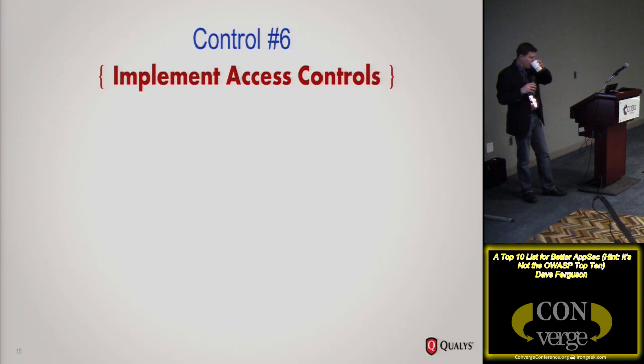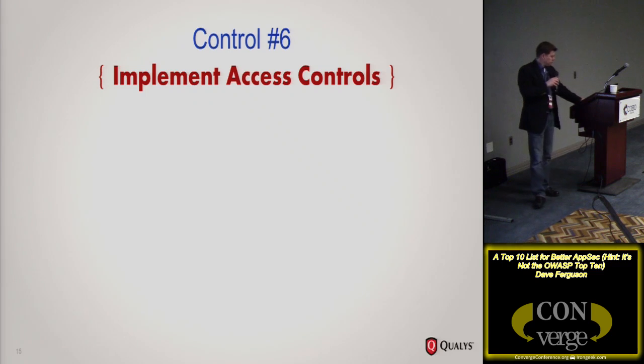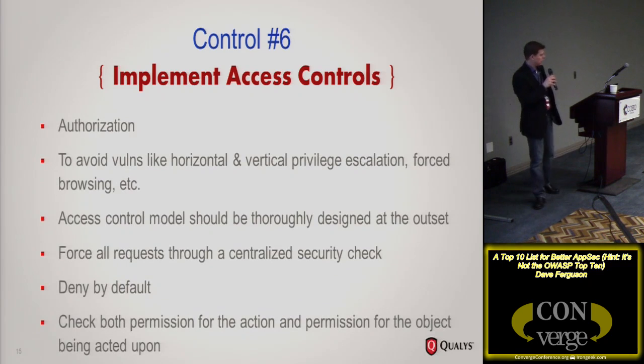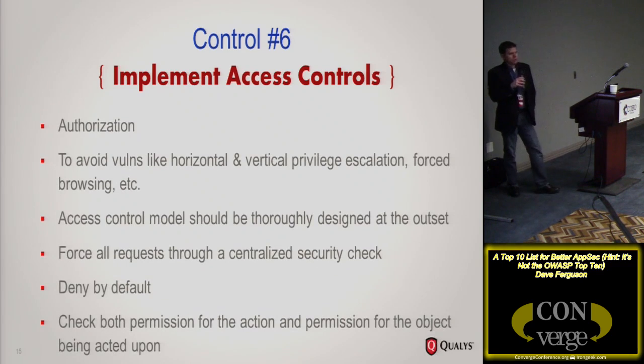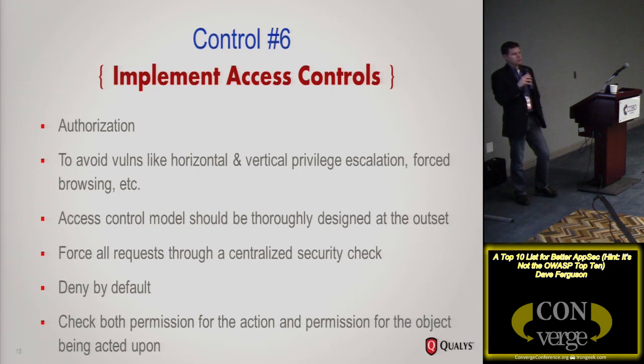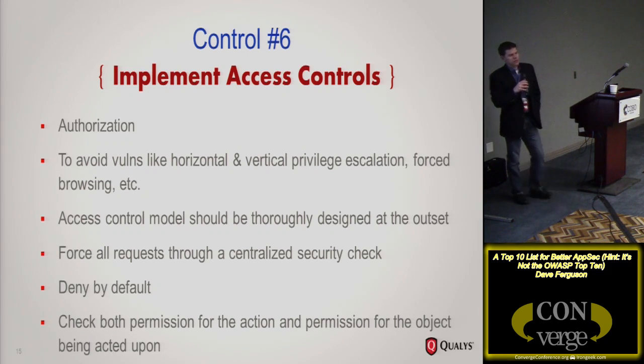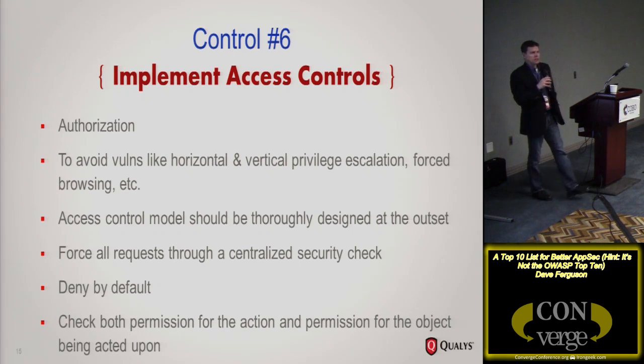Implement access controls. All right, so control number 6 is implementing access controls. So what we're really talking about here is authorization. Authorization, of course, is different than authentication. Authorization is enforcing permissions on entities that have already been authenticated. So you need to have access controls to avoid things like horizontal and vertical privilege escalation, forced browsing attacks, things like that.